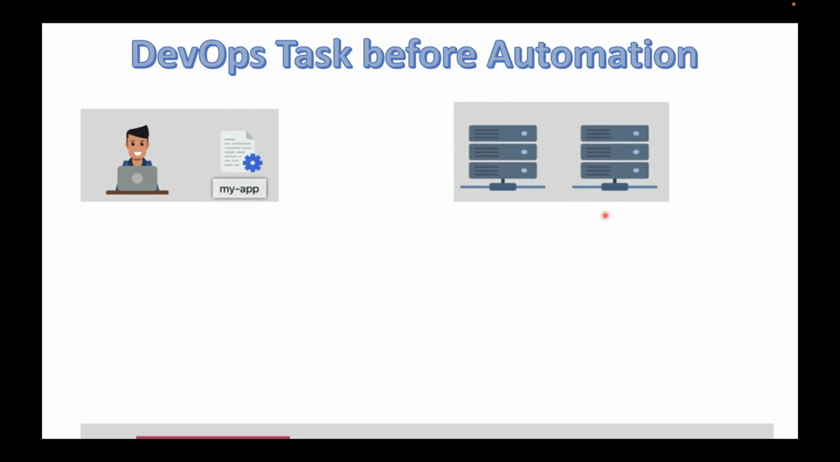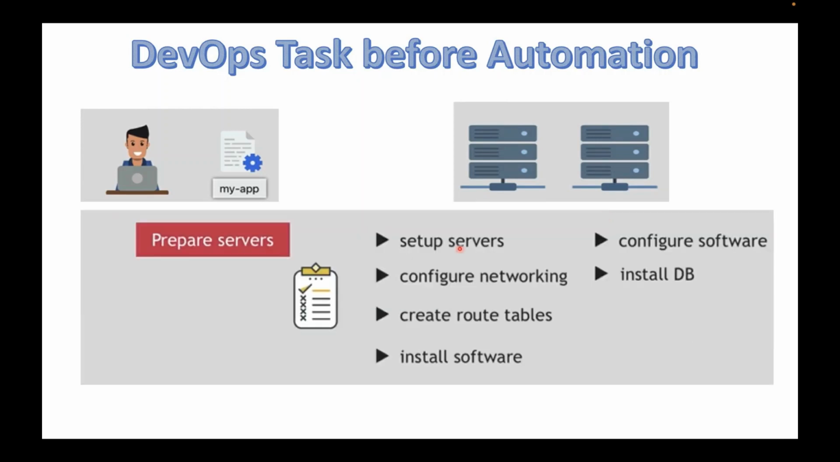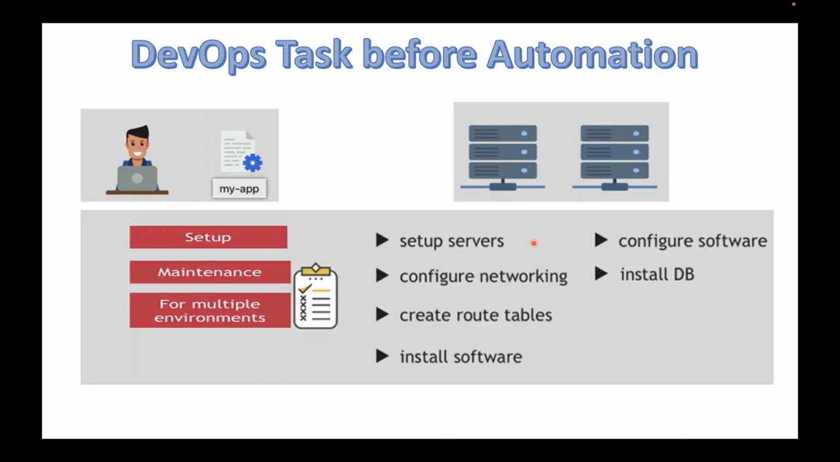For that, we have to set up the servers, configure the networking, create the route tables, install software, configure the software and install other dependency software. Everything we have to do from scratch, right? So that he is able to test it by deploying the application. It's not only a one-time task. After creating this infrastructure from scratch, we have to maintain it going forward, right? So suppose going forward he asks us to increase the configuration, we have to do it, right?